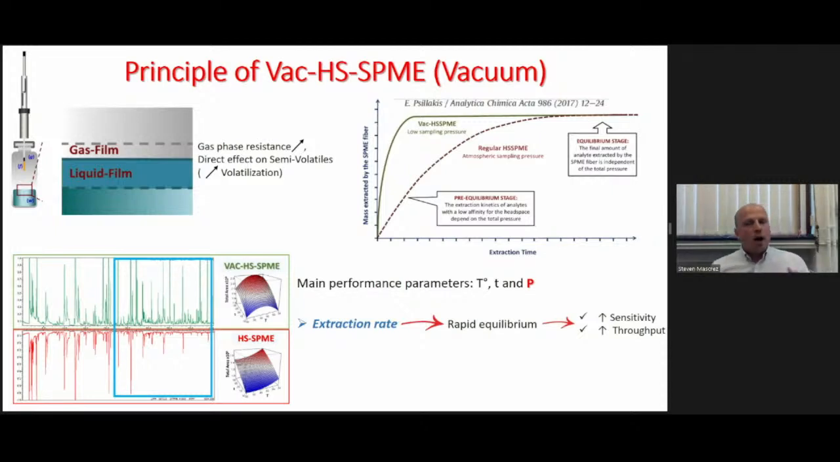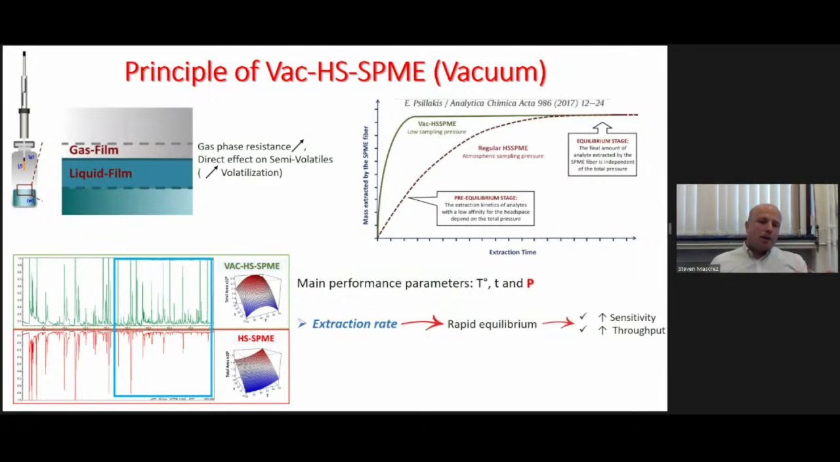We compare atmospheric pressure, which we call here regular HS-SPME, and reduced pressure with vacuum. You can see that at the end of the analysis, the equilibrium stage is the same for both, but it is faster with vacuum for the pre-equilibrium stage, which is the one more used for analysis. To show you the effect of vacuum, you can see two chromatograms at the same extraction time and temperature, with reduced pressure on the green chromatogram and the regular one in red.